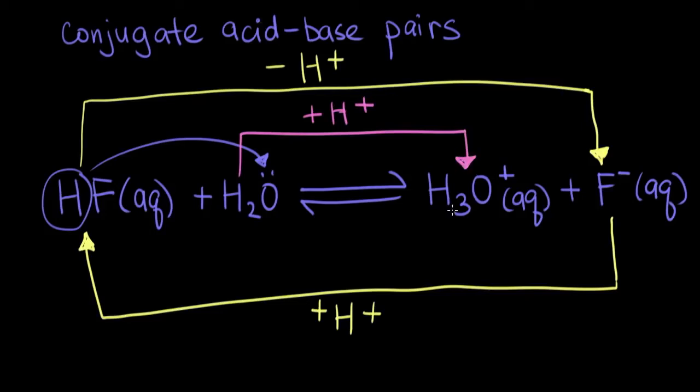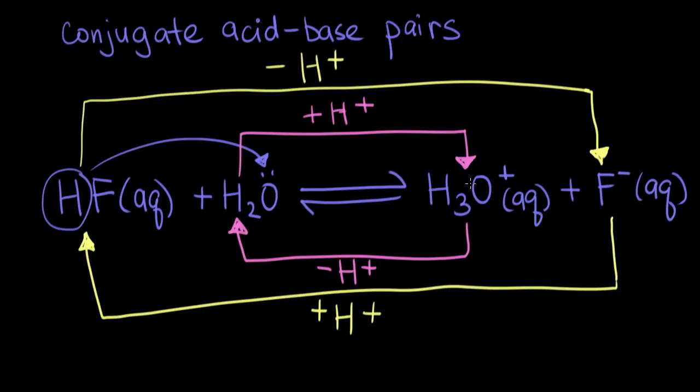In the reverse reaction, hydronium can lose a proton to reform water. So minus H plus. Again, we have these two species, water and hydronium, that are related to each other by having or not having one H plus. In chemistry, we call these species that are related in this way conjugate acid-base pairs.